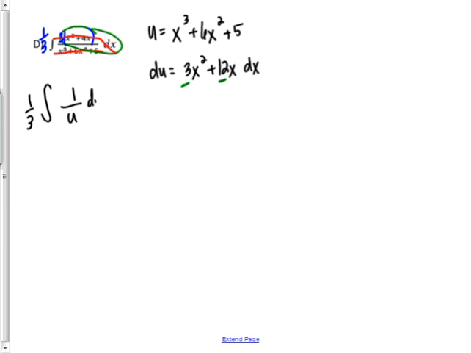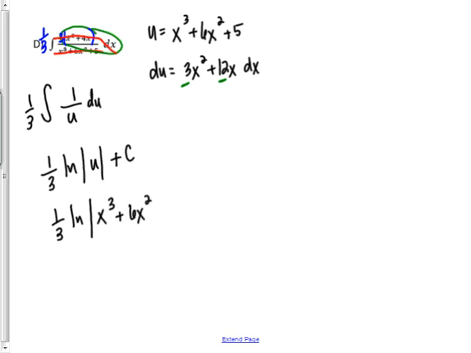and then that whole top now becomes du. So this, have it memorized, the integral of 1 over u is the natural log of the absolute value of u plus c. So that's 1/3 times the natural log of the absolute value of u, which is x cubed plus 6x squared plus 5, plus c.